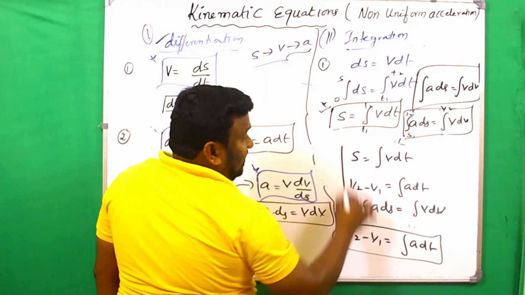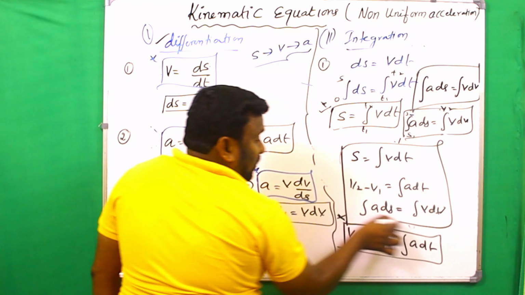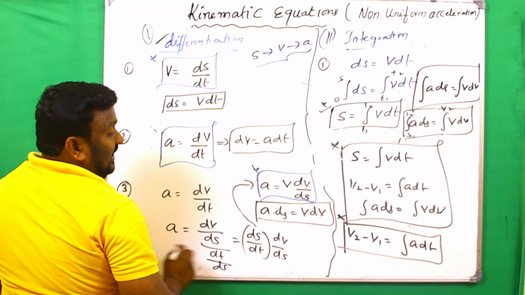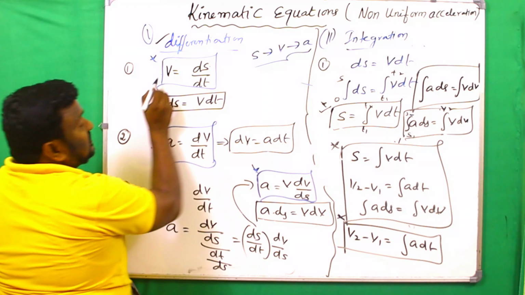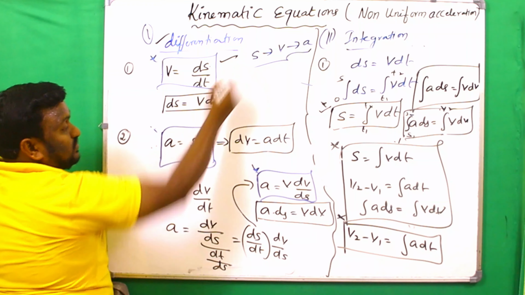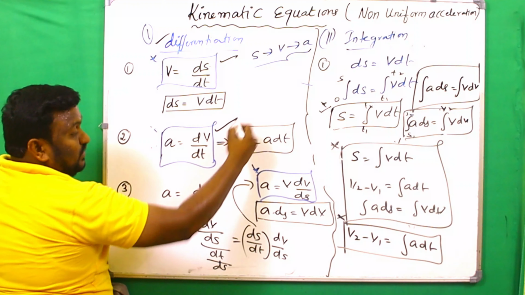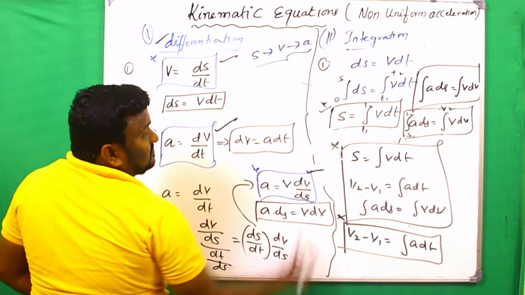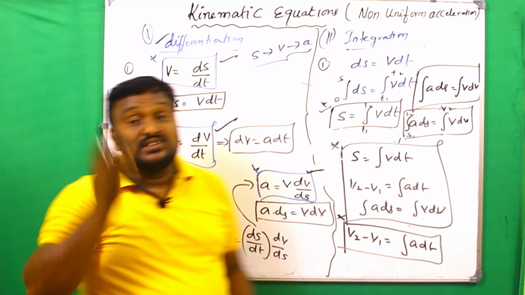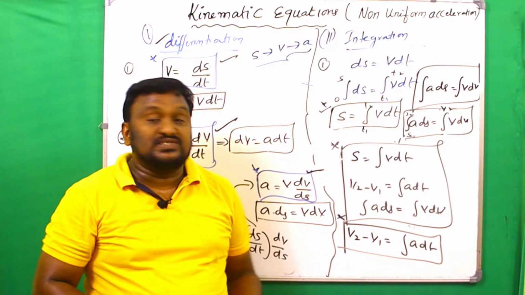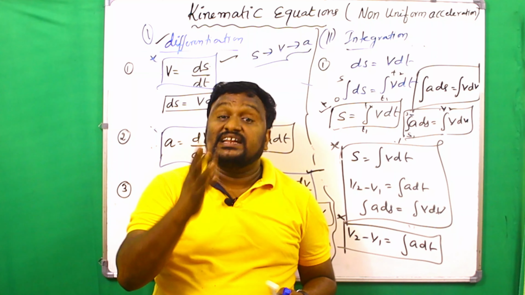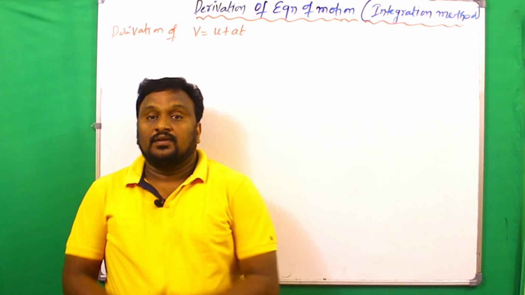So these three are the equations we are going to use in problems when the body is moving with non-uniform acceleration. And in this case, v is equal to dx by dt is the first one, a is equal to dv by dt is the second one, and the third one is a is equal to v into dv by ds. Clear? Now we will see the derivations of these equations, how we can derive the equations by using the integration method. Let's go for that.